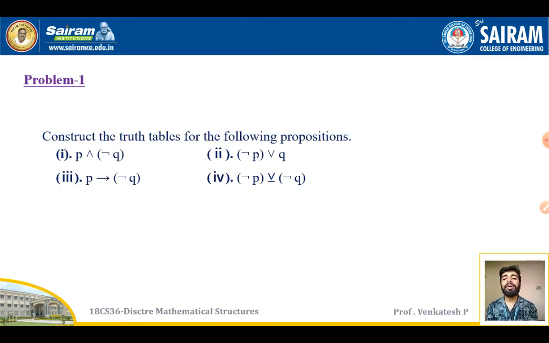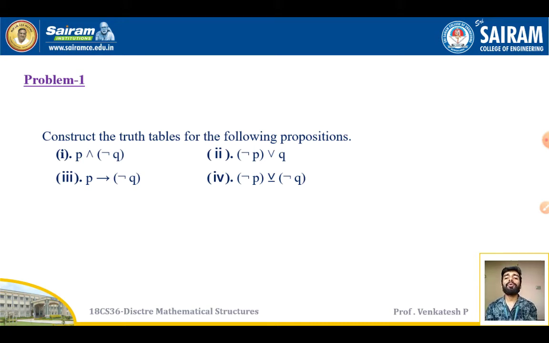Problem number 1: construct the truth table for the following propositions. The first proposition is P and negation Q. Second one is negation P or Q. Third one, P implies negation Q. Fourth one, negation P or negation Q but not both. So by constructing the truth table, I should prove the following four propositions.